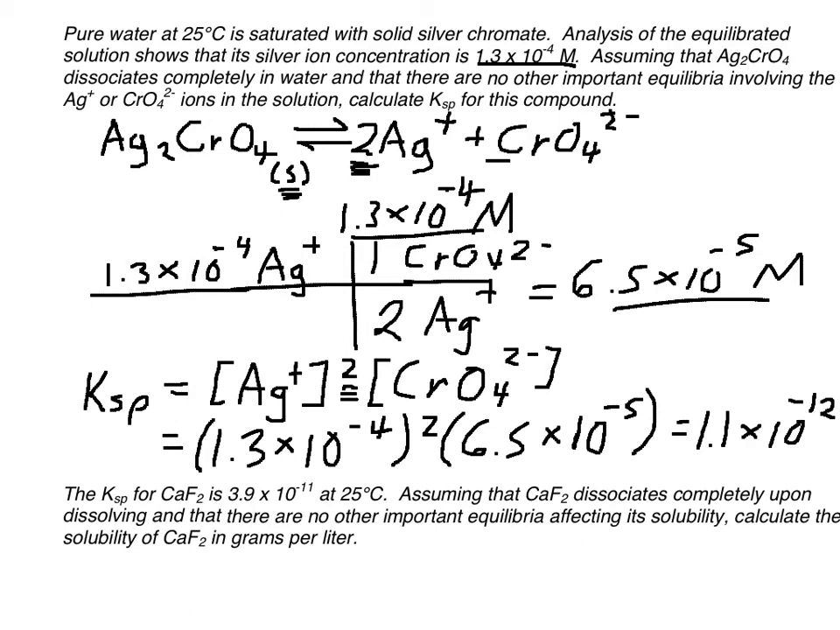Now this is a really, really small KSP. So what does that tell us about this? First off, it tells us it's not very soluble, really. And this makes a lot of sense. It's a silver compound, and we know silver compounds tend to not be very soluble. And so this is the type of number we would expect to see for a very slightly soluble compound.